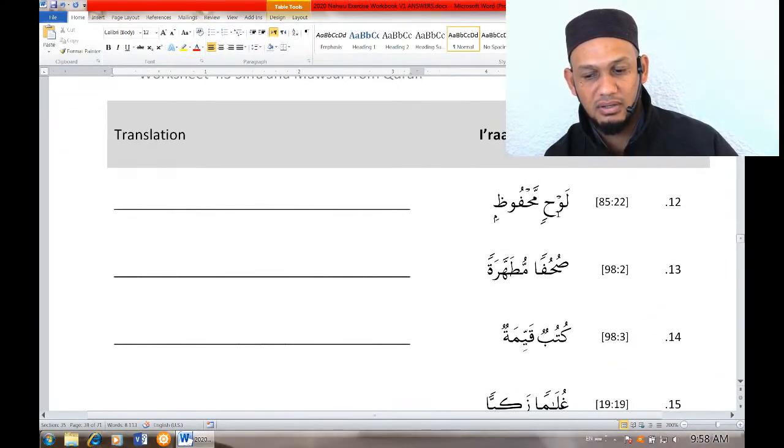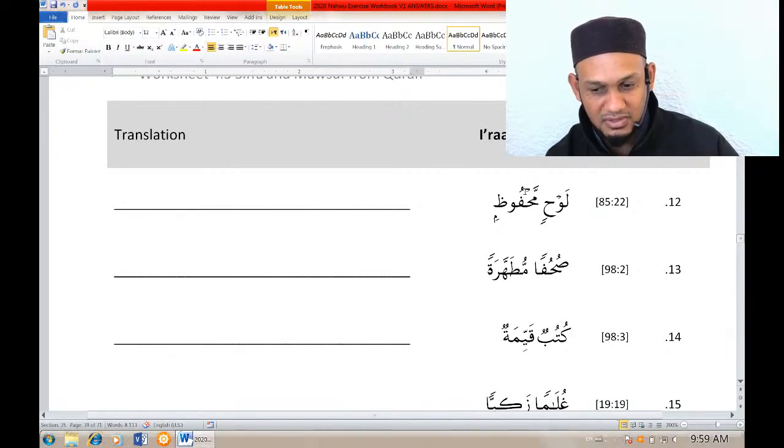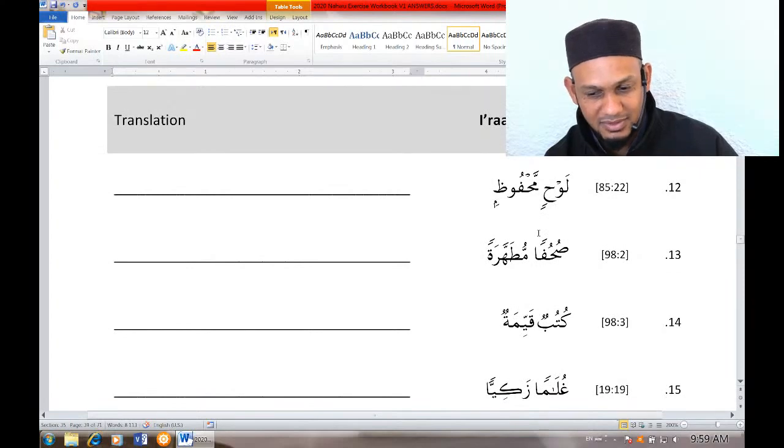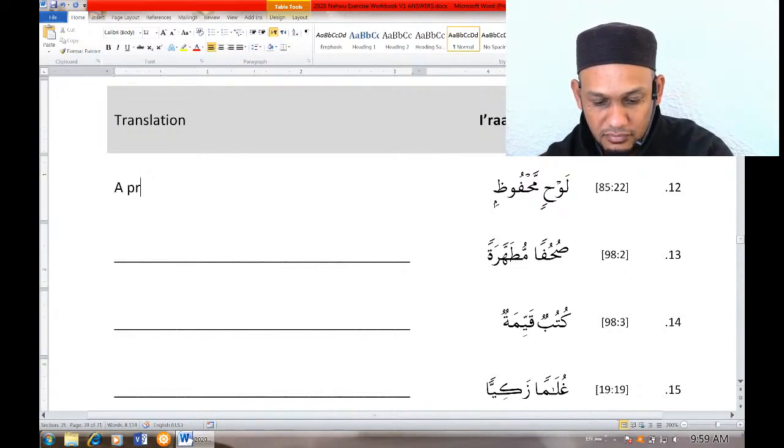Next one, lawh. A lawh is a tablet. Not a tablet like Apple and Android, an old school tablet, like a big rock in the literal sense. But this lawh refers to a metaphysical tablet or a different type of tablet. Mahfuz means protected or preserved. Lawh mahfuz means a preserved tablet.